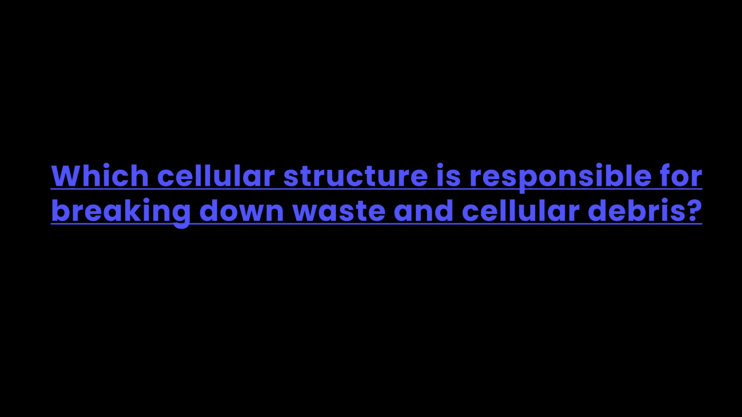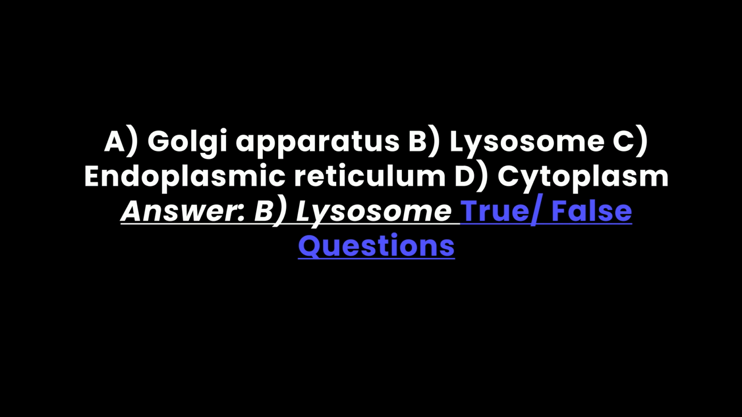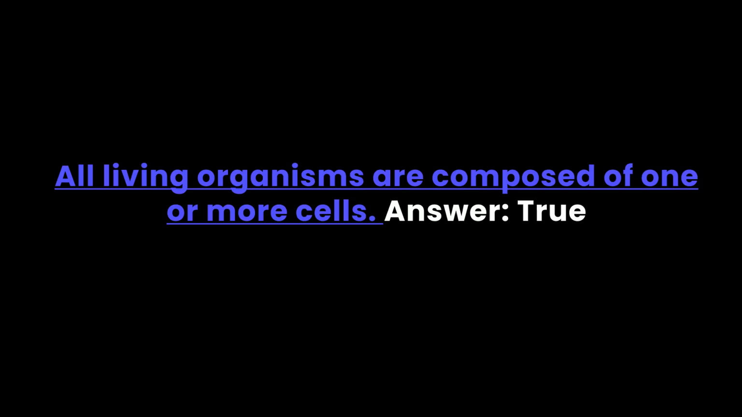Which cellular structure is responsible for breaking down waste and cellular debris? A. Golgi apparatus. B. Lysosome. C. Endoplasmic reticulum. D. Cytoplasm. Answer: B. Lysosome. True/false questions.